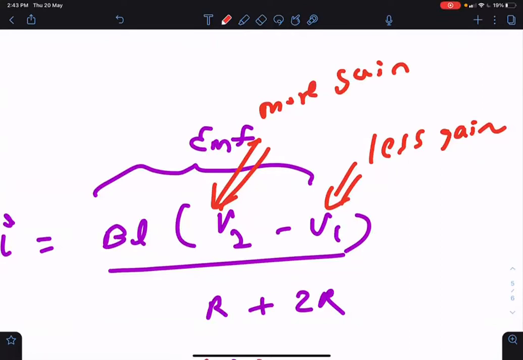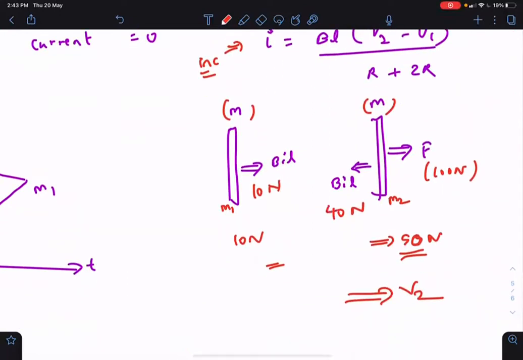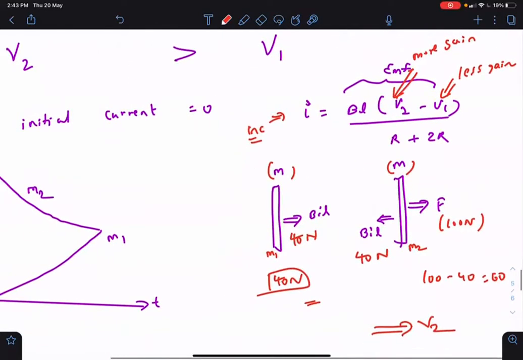And when the difference in velocity increases, the current will increase. Current increases means this will become like 40 Newton and this will become like 40 Newton. So what is the net force on M1, M2? 100 minus 40, and this force is 40. Still 60 is greater than 40. So who will have more acceleration? M2. So M2 has more acceleration, M1 less. So V2 gain is more, V1 gain is less. So the difference in velocity will keep increasing, and the current will increase.